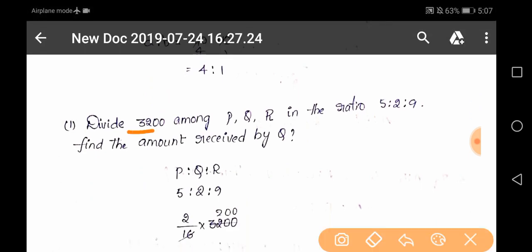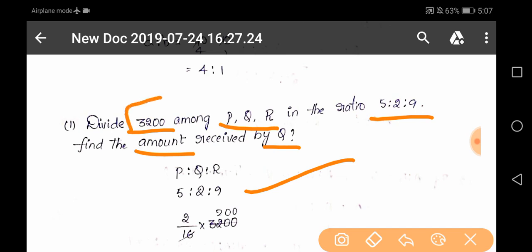Divide 3200 among P, Q, R in the ratio 5 is to 2 is to 9. Find the amount received by Q. So what is the ratio of P is to Q is to R? It is 5 is to 2 is to 9. We have to divide 3200 among P, Q and R, and we have to find out only for Q.